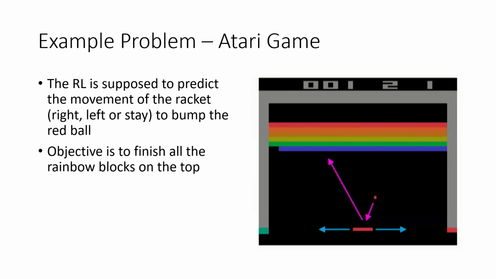So now let's look at a sample problem where this is a video game. You can see it's a bit old game, right? So known as the Atari game. So this was done as a research for taking reinforcement learning to take actions to win this particular game, right?